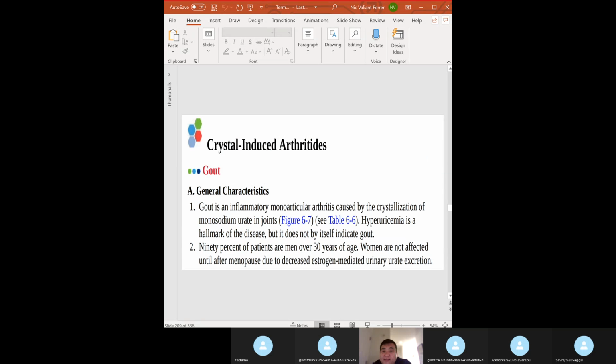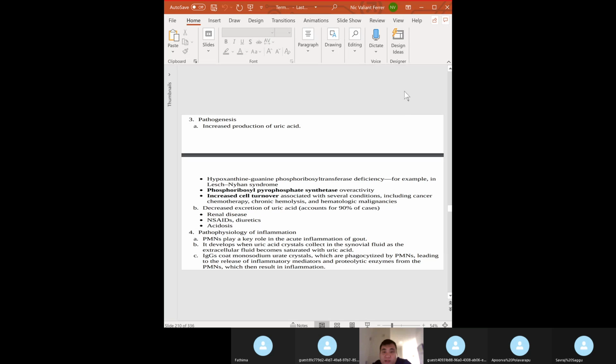Gout. What is gout? High-yield: crystallization of monosodium urate in the joint. Hyperuricemia is a hallmark of the disease. 90% of patients are men over the age of 30. Pathogenesis: increased production of uric acid. For example, in Lesch-Nyhan, you have HGPRT deficiency from term 1. You have phosphoribosyl pyrophosphate synthetase overactivity, which increases the cell turnover. Or you have a decreased excretion of uric acid: NSAIDs, diuretics, acidosis, and renal disease.